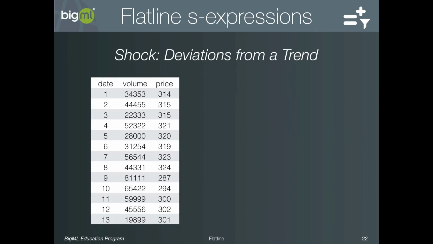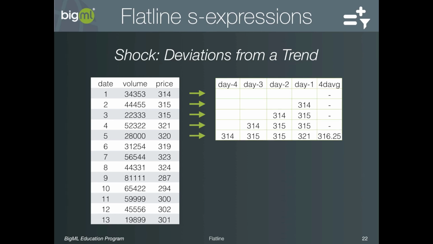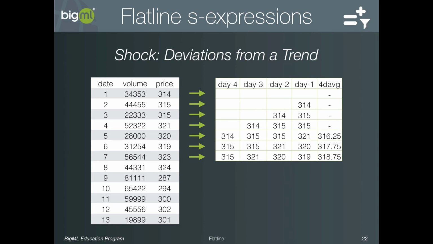As an example, let's compute the shock over a 4-day moving average for a daily stock price. For the first day, we have no previous prices, so we cannot compute a 4-day moving average. On the second day, we have a price from yesterday, but still no day minus 2, day minus 3, or day minus 4 prices. This continues until we get to day 5. We now have a complete set of 4 previous prices, and we can compute a 4-day average, which in this case is 316.25. And now we continue this for each subsequent day, computing the average of the last 4 days.